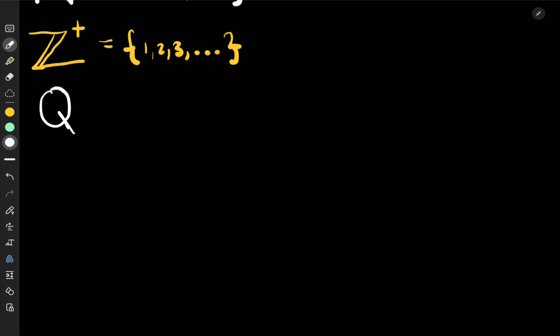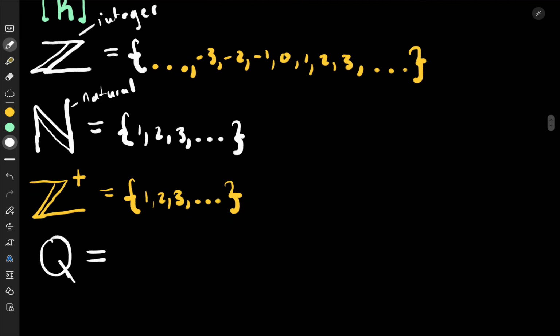Now, another set which is very important is the set of rational numbers, Q. Okay, we've reached the end. Come on. You say, what is the set of rational numbers? Well, for you to understand this, we are going to have to change from listing notation into another type of notation called set builder notation.